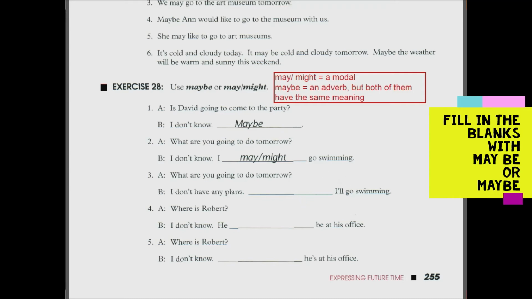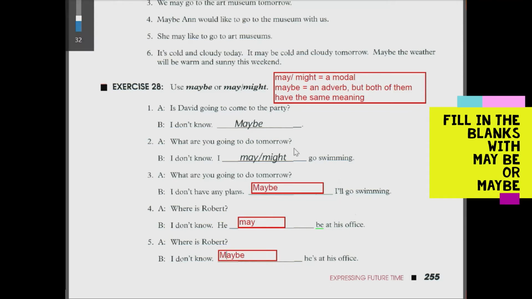So we have to use some clue. We can use this: maybe one time we use may or might, and another time we use maybe, as variety. So it's not boring. Sometimes we can use it differently, not to make it boring. I don't have any plans. Maybe I'll go swimming. I don't know. He may be in his office. I don't know. Maybe he is in the office.